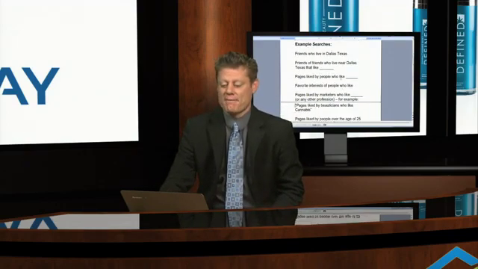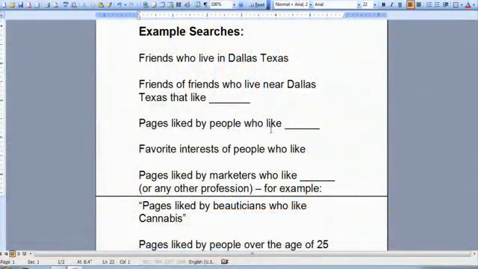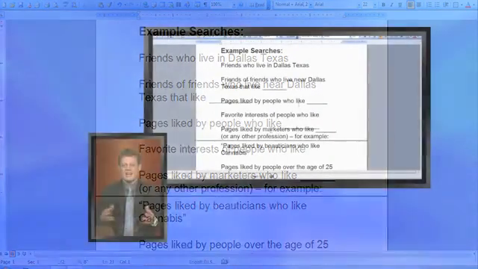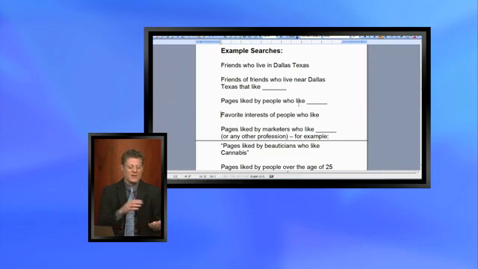Then you've got things like favorite interests of people who like. So once I find some of these people in the Dallas, Texas area, I can find out what their interests are, and I can find out even more about them. So that way now I know that not only did I connect with Gary or Sally who live in the Dallas area, I also know that they like these pages, and I've got a bigger scope of who they are as a person, so that by the time I approach them with this opportunity, I know exactly who they are and what they're interested in, so I can give them exactly what they want to hear about.